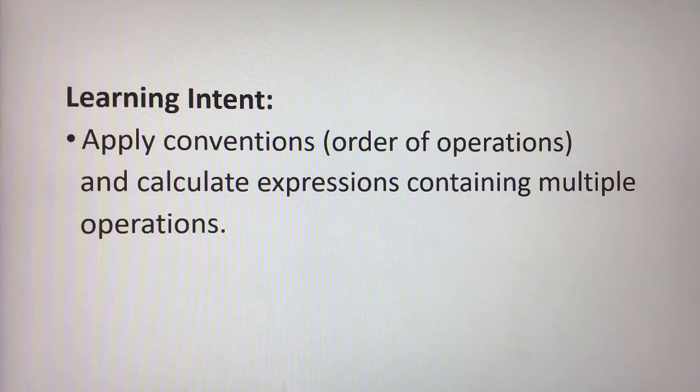Today, our learning intention is to apply conventions, which in this case are order of operations, and calculate expressions containing multiple operations. So in the last few lessons, you've had a look at how we could order and sequence the different operations in a problem. So we've had a look at multiplication and division, addition and subtraction, and brackets.